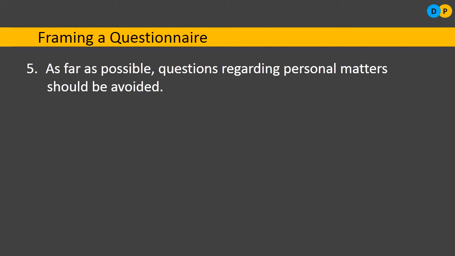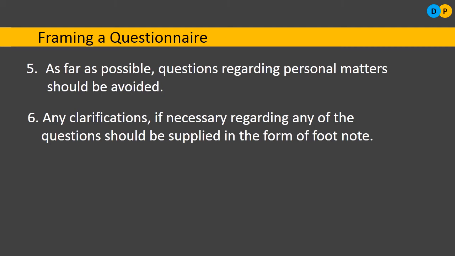We should ask only for data concerning the survey area and the field of interest, not personal matters. Next, the sixth thing is that any clarifications, if necessary, regarding any of the questions should be supplied in the form of a footnote. The respondents may be literate, sometimes they may be illiterate. If they are illiterate, no problem, the enumerators are going to help them out. But if they are literate and don't want to take the help of enumerators, and if any of the questions are not easy, then the respondents might find it difficult to understand. So it is always good to provide a footnote at the bottom of each questionnaire, so that the respondents can easily understand what the question actually means.